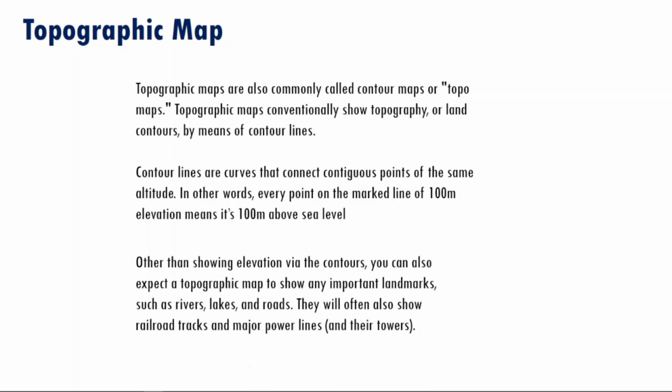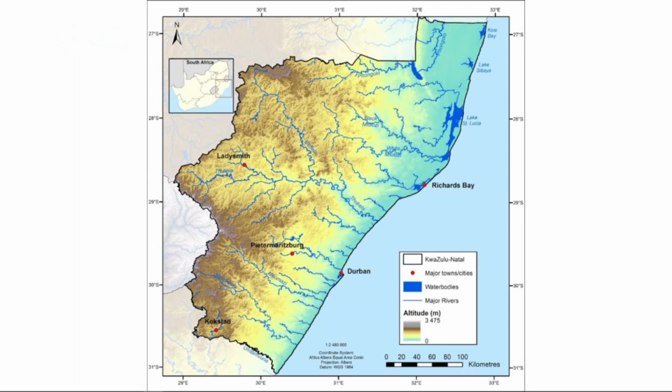Other than showing elevations via the contours, you can also expect a topographic map to show any important landmarks such as rivers, lakes, and roads. They will often also show railway tracks and major power lines and their towers. All right, so let's look at an example of a topographic map.